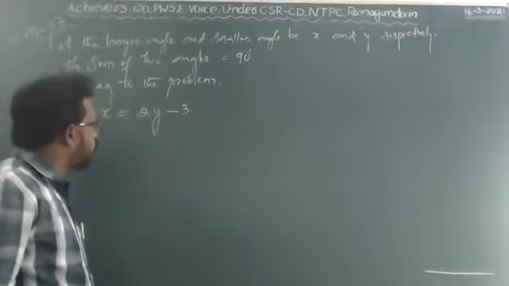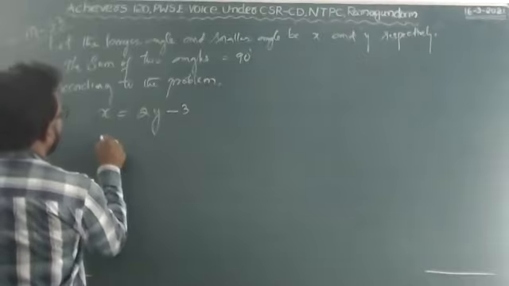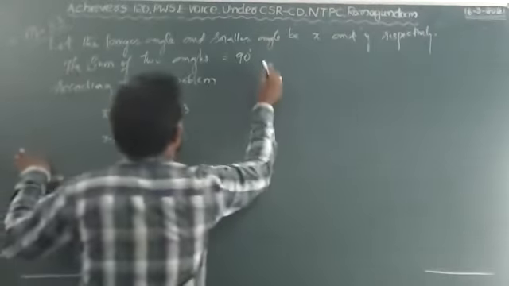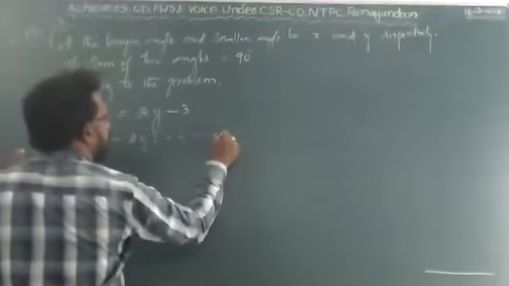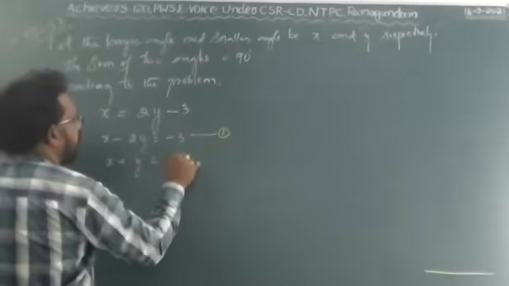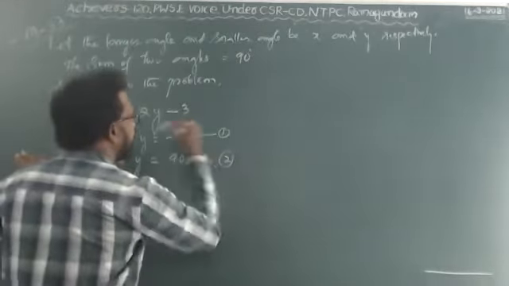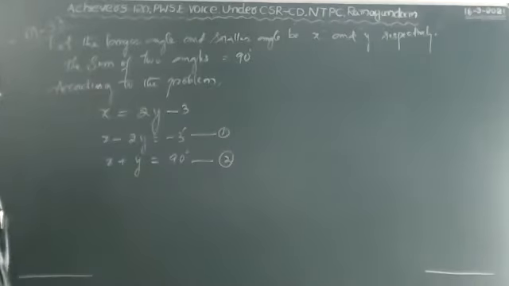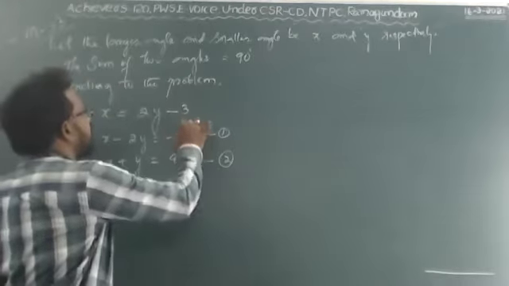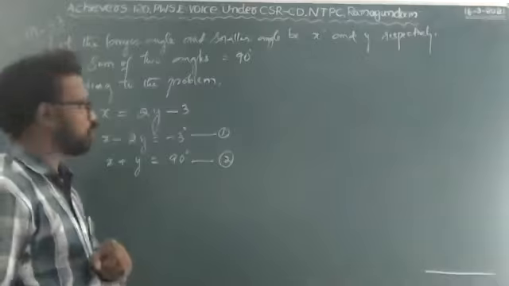So x equals 2y minus 3, otherwise x minus 2y is equal to minus 3. So this is the first equation. And since x plus y is equal to 90 degrees, let us take this as the second equation, children. x minus 2y is equal to minus 3 degrees. x plus y is equal to 90 degrees.